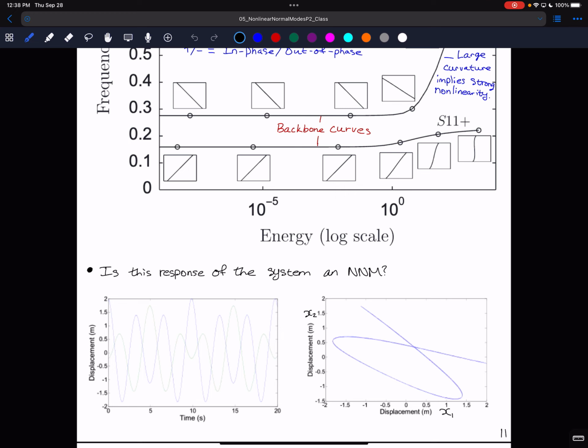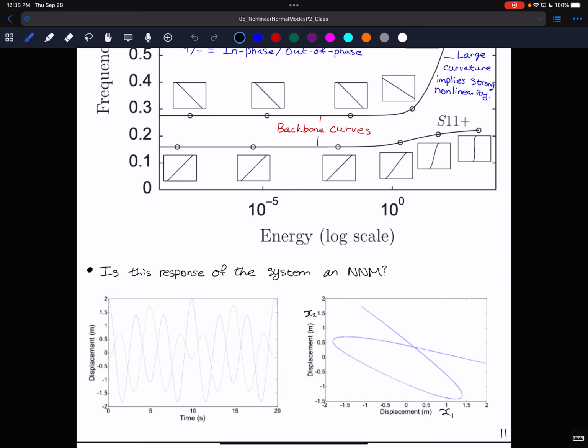All right, any guesses? Yeah. Depends on your definition, I would say. First of all, it's definitely not similar. For sure, absolutely.